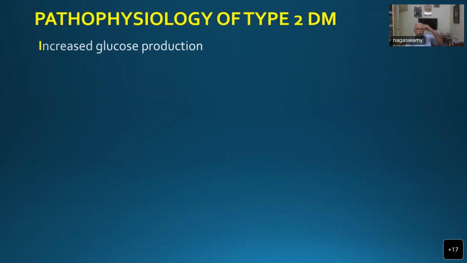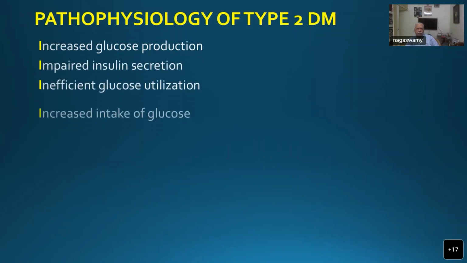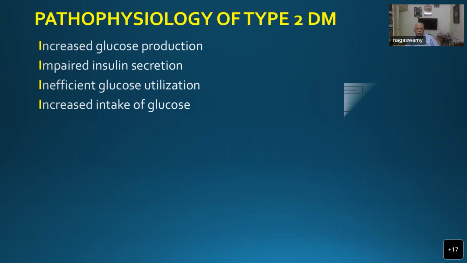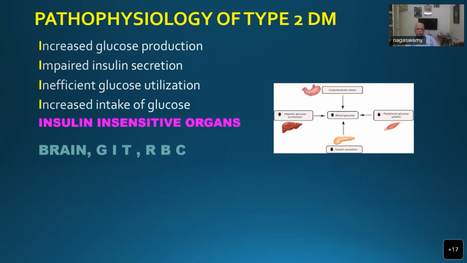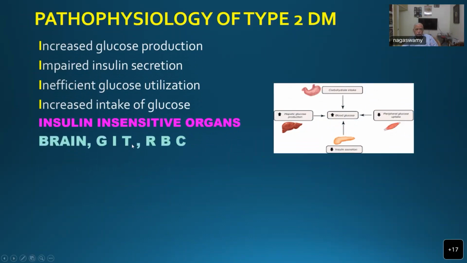In type 2, what happens? There is increased glucose production, impaired insulin secretion, and inefficient utilization. In addition to that, if the patient starts eating glucose without restriction, that also contributes to hyperglycemia. The insulin-insensitive organs in our body are the brain, GIT, and RBC, and to this you can add the cornea and the skin.